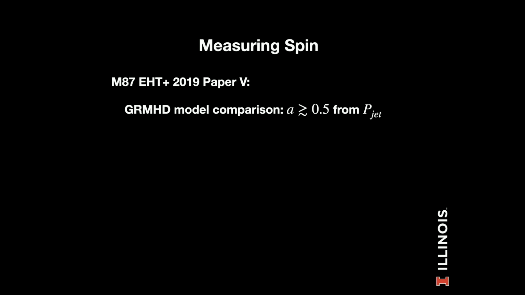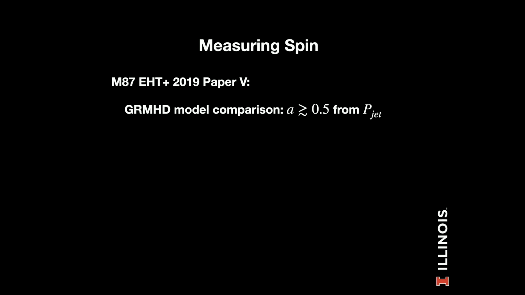But this is based on a somewhat circular argument. And the argument is that you have to produce enough power to match the broad range of observed powers seen in M87's jet. So this is certainly consistent, but not the end of the story.